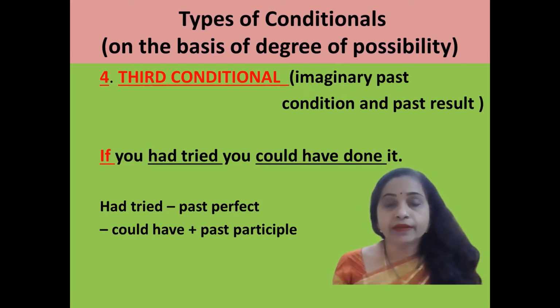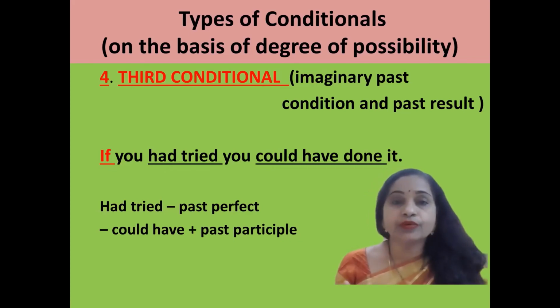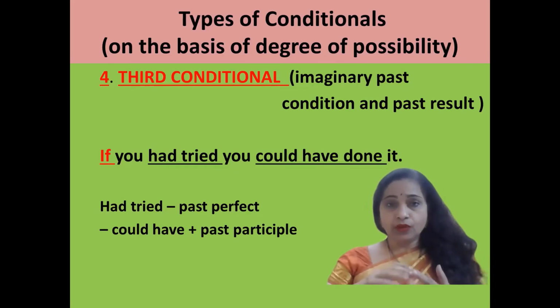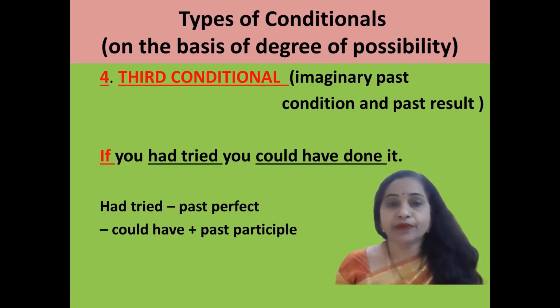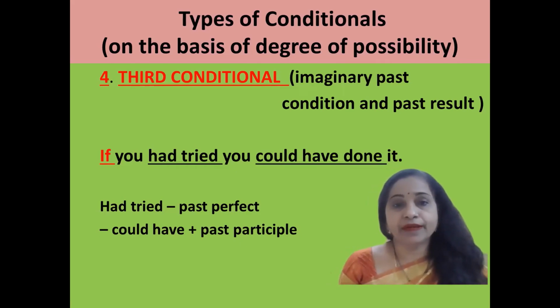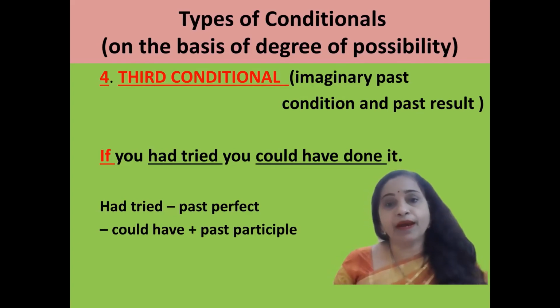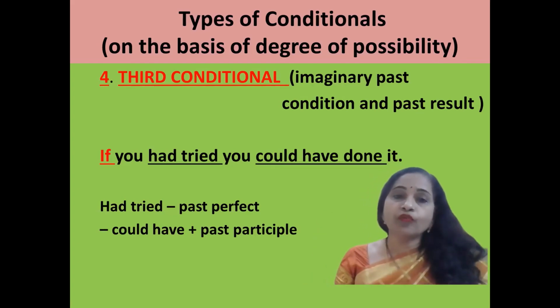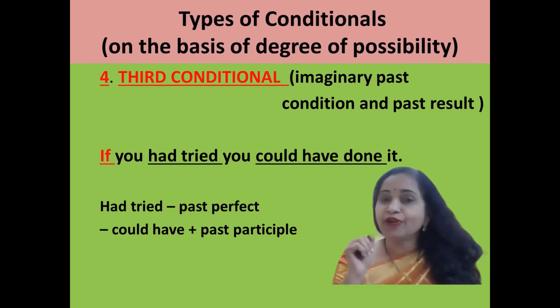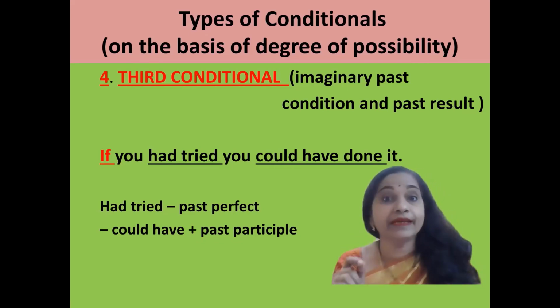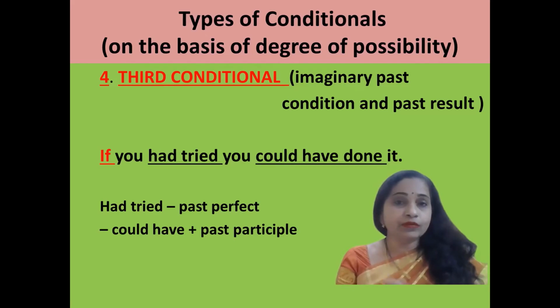You could have done, you could have gone, you could have passed, you could have secured, you could have won the race. So all these combinations are denoted in the third type of conditional, that is imaginary past and the imaginary past result. Both the actions are over, and there is a kind of an element of regret here. Yes. So action is completed and you sit and regret.